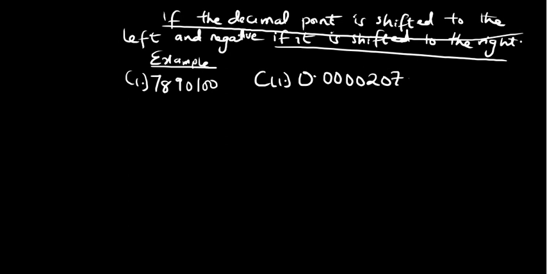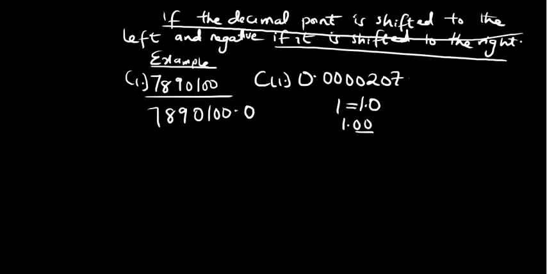So let's go to the example. This is the first example. You need to know that for every number, for example the number 1, you can still write 1 as 1.0 or 1.00. The zero at the back has no meaning. So I can rewrite this number like 7890100.0.